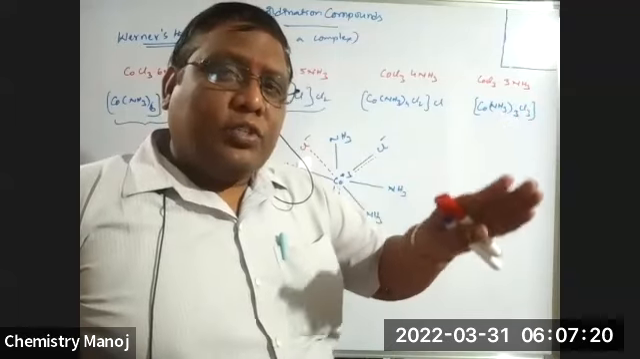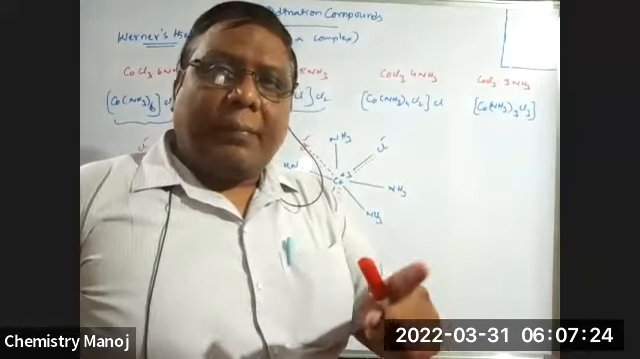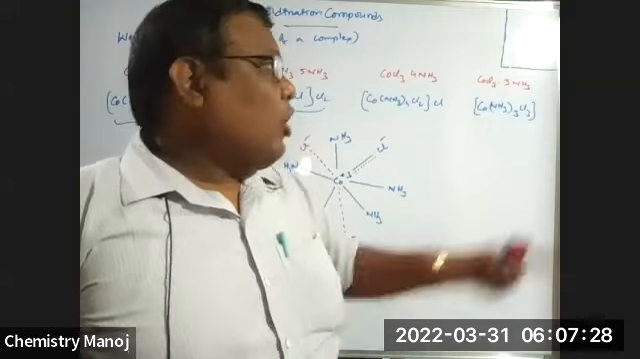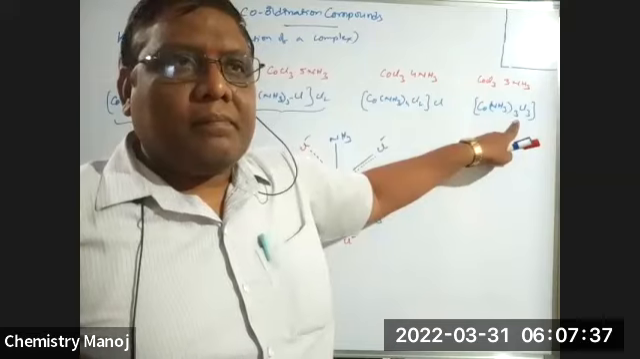The number of chlorines which are inside the square brackets satisfies both primary and secondary valency. Okay. Now, how many chlorines satisfy both primary and secondary valency? Three. How many only primary? Zero.